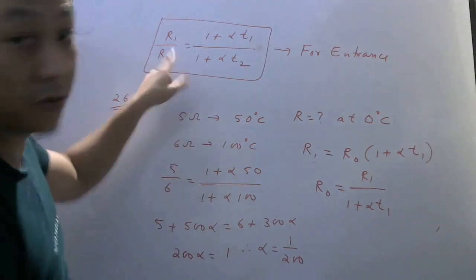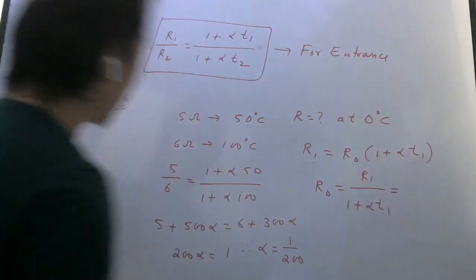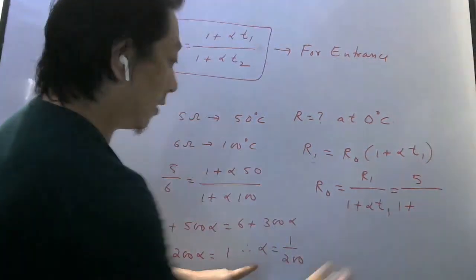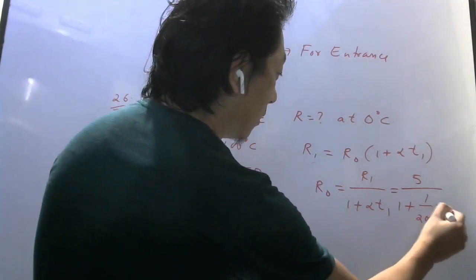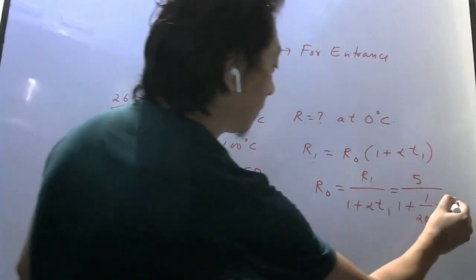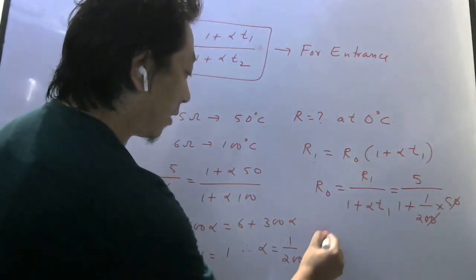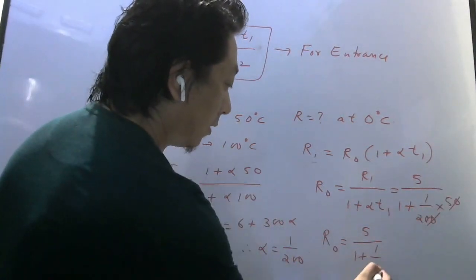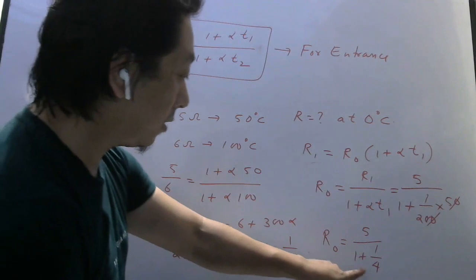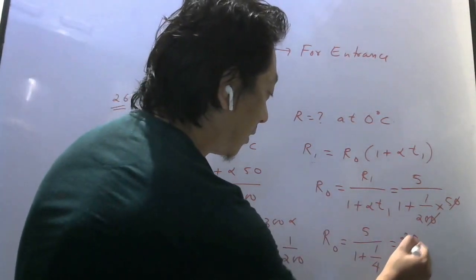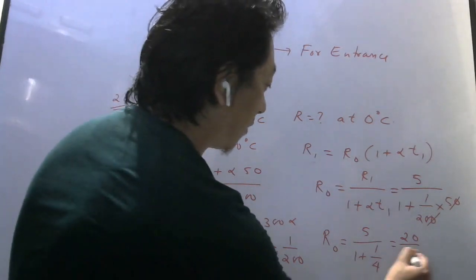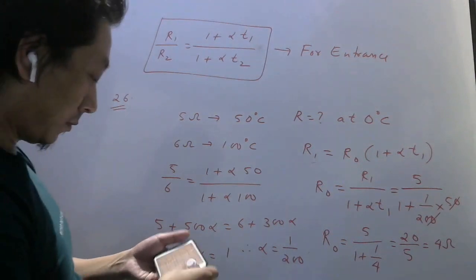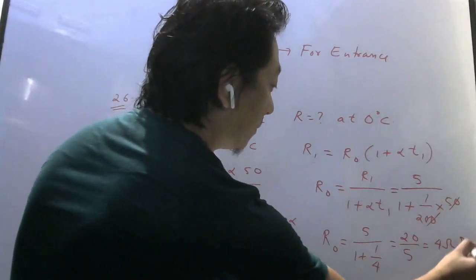You can take R2 also, your wish. So what is R1 in the question? R1 is the first resistance, 5, divided by 1 plus alpha, which is 1 by 200, into T1. T1 is 50. So 0, 0 cancels. So R naught will be 5 divided by 1 plus 1 by 4. If you take LCM here, this will be 4. 4 will go up. 20 divided by how much? 5. So 5 4s are 20. So answer will be 4 ohms. So answer will be option D, 4 ohms.